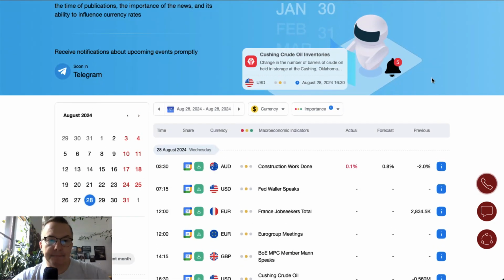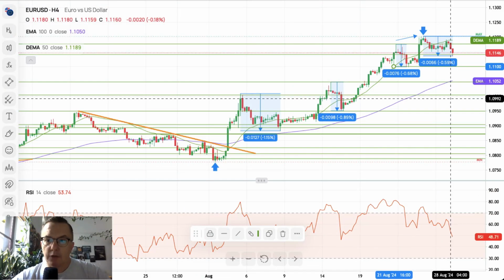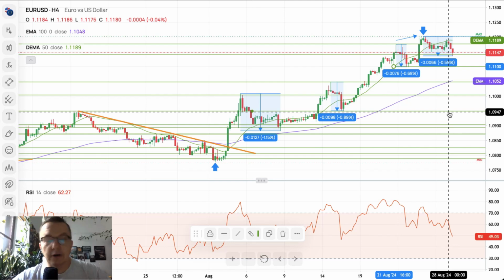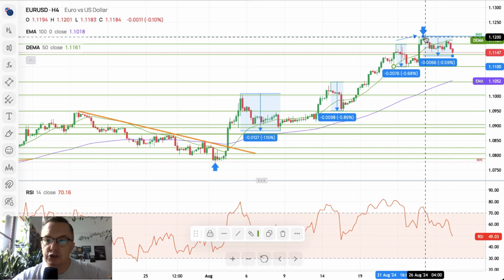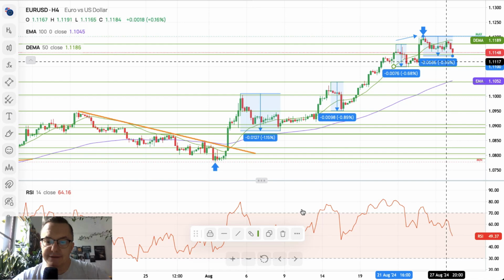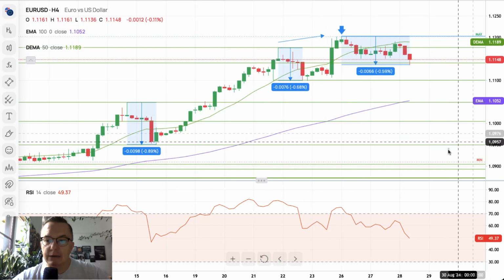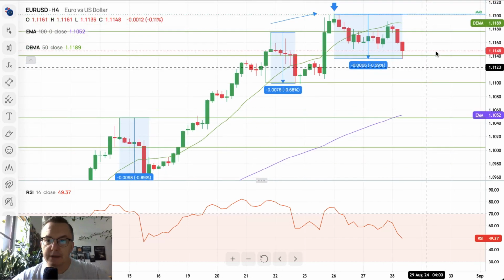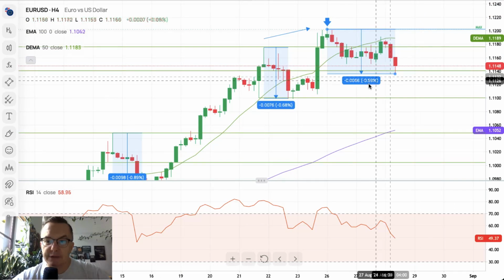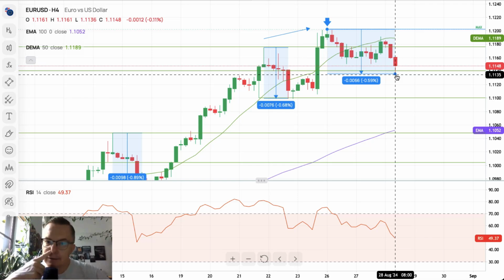Okay, let's find out what's going on the charts. We are going to start with euro dollar as usual. Our chart of the usual euro dollar is showing us the deterioration to the downside. Let me just zoom in a little bit because we have expanded our movement to the downside here. Already minus 0.59% was done from the top of 1.1202.